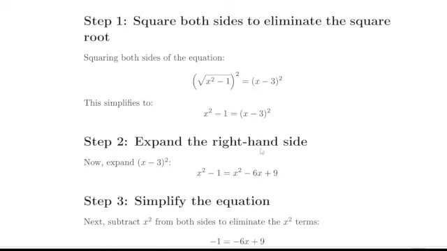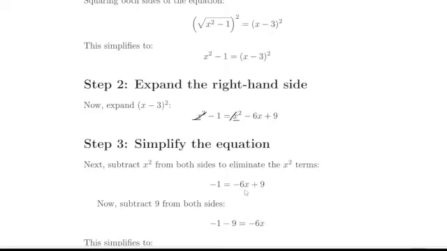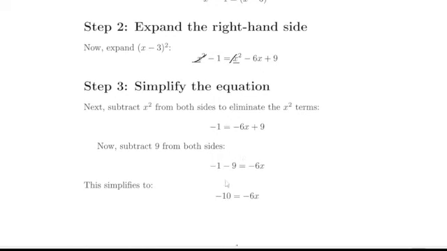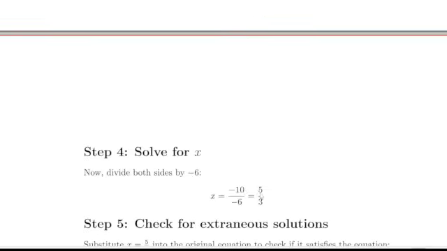Now x minus 3 squared is just x squared minus 6x plus 9. Notice that we have an x squared on both sides, so we just eliminate those, and we're left with negative 1 is equal to negative 6x plus 9. Now we want to solve for x, so we'll subtract 9 and get negative 1 minus 9 is negative 10 equals negative 6x. Divide by negative 6 and get x is 5/3.